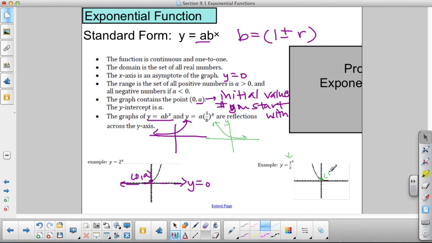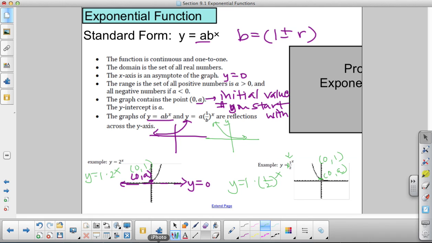This would be (0, a). And if I look at this equation, what number would I really have out in front? I would really have 1, so it would really be 1 times 1/2 to the x. So my a value is 1, so here I would have the ordered pair (0, 1). And if I did the same thing with my last example, this is really y equals 1 times 2 to the x, so my a here is 1, so this is the ordered pair (0, 1).